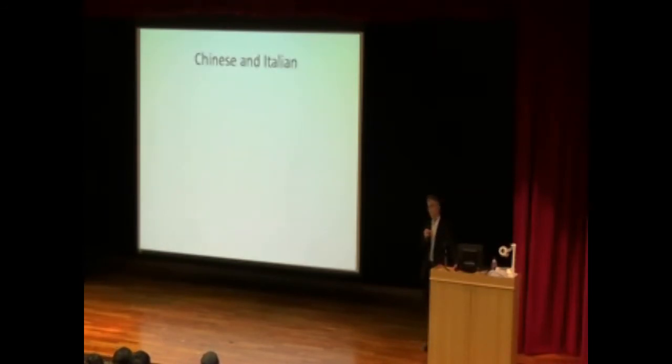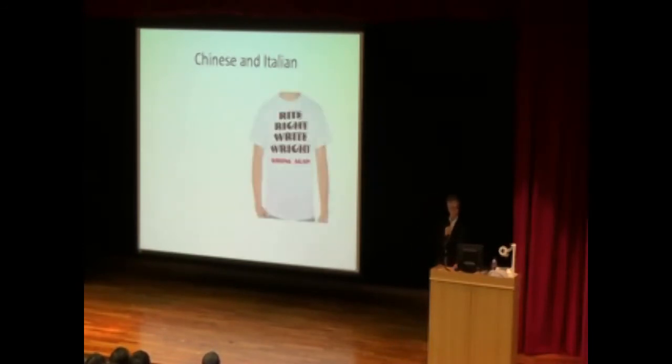So let's compare Chinese and Italian, and I hope you get the meaning. Chinese is a very, very untransparent system. Italian is a very, very transparent system. So these two languages are at two extremes, or extremities, of a continuous scale of spelling transparency.